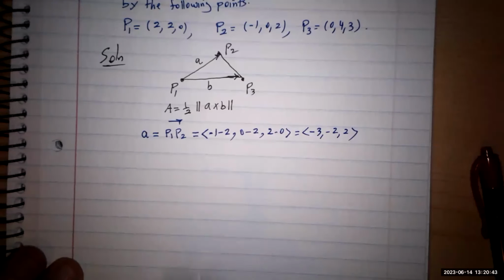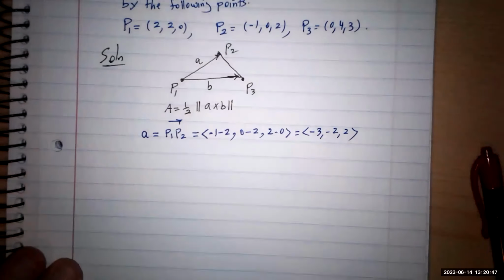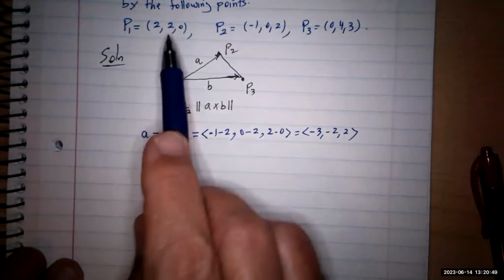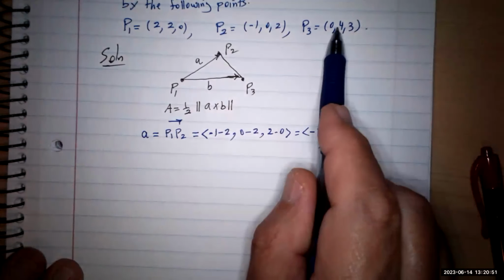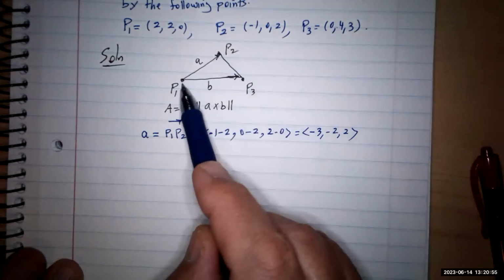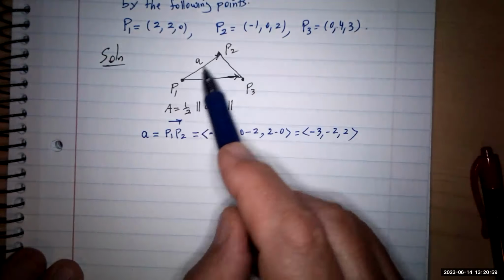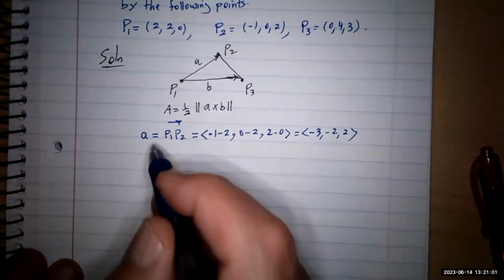I gave this one several times on the test. Some people make a mistake. They just use P1, P2, P3 as vectors. They are not vectors. They are points. You have to make these vectors according to the definition that we talked about. You need those line segments first. Okay, so that's A. Now we get B.